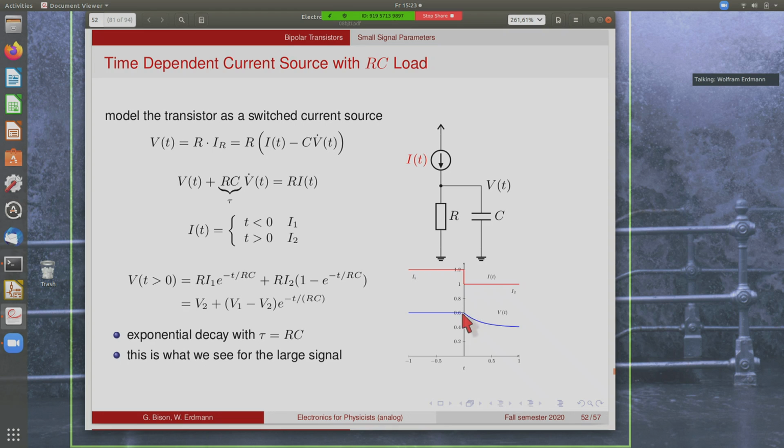So this is shown here. This is your input current, it makes a step, and then here you see this exponential decay of the voltage slowly reaching the asymptotic value. And this is exactly the behavior that we see for the large signal. When the transistor turns off, the capacitor discharges just through the resistor.